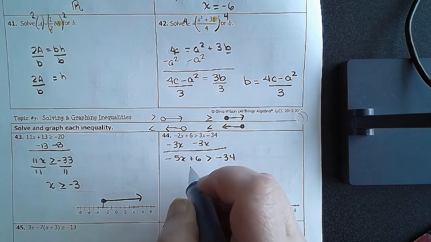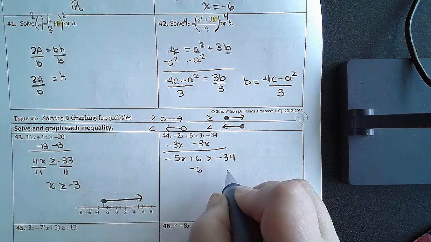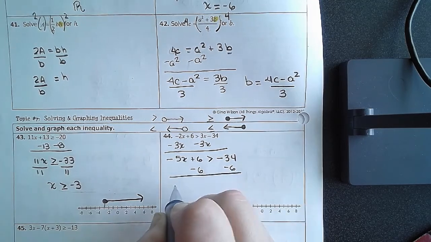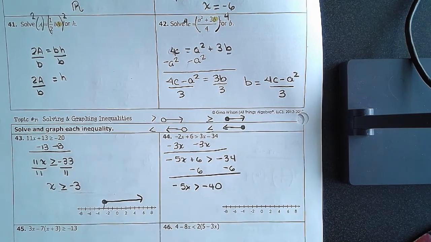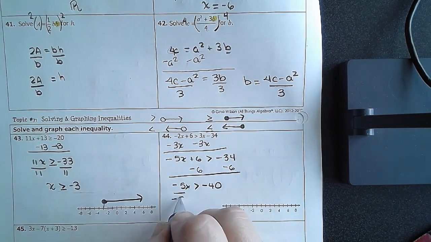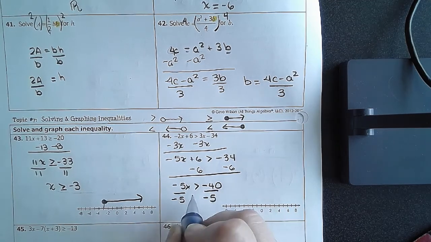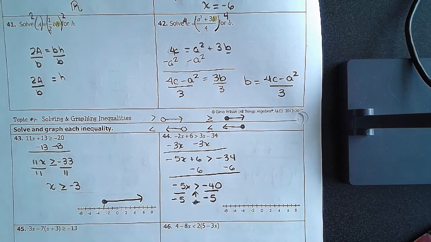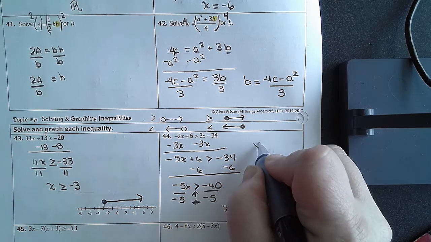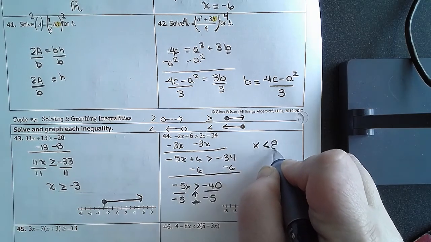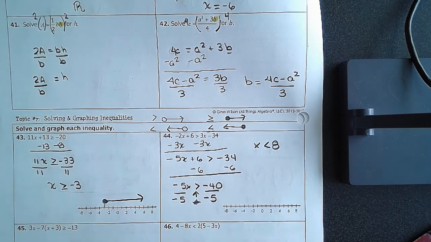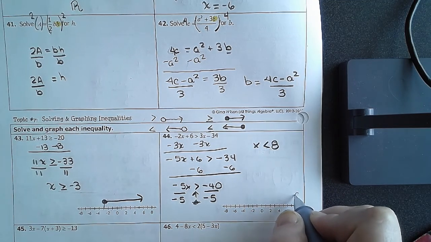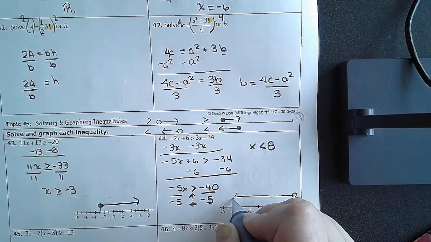Okay? So then I'm going to subtract 6 from each side, and I get negative 5x is greater than negative 40. And then once again, I divide by negative 5 on each side. Now look, I divided by a negative number. So that means we have to change this sign, right? So now x is less than a positive 8. So if our signs change, so does our inequality sign. So now we know what that means. We have an open circle and it's going to go to the left.